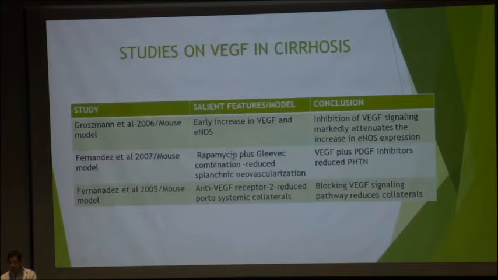There have been certain studies which have looked at the combined effect of VEGF as well as platelet-derived growth factor. So this study had used rapamycin and Gleevec, which is imatinib, and they had shown that it reduces the splanchnic neovascularization. And then you also have the anti-VEGF2 receptors, where there is a reduction in the portosystemic collaterals whenever there is blockage of these anti-VEGF signaling pathways.